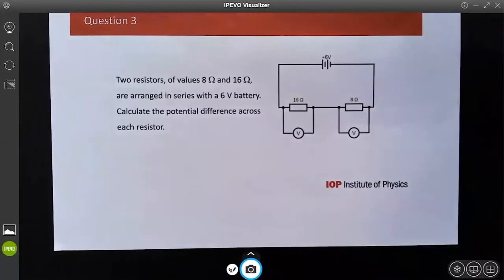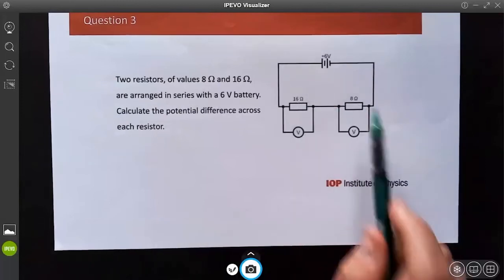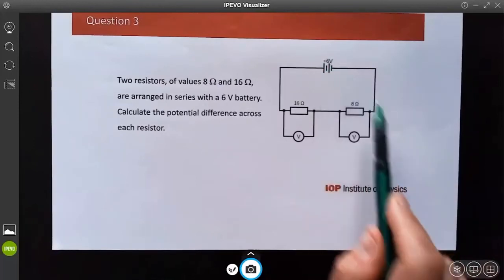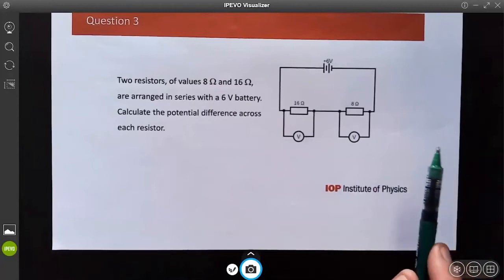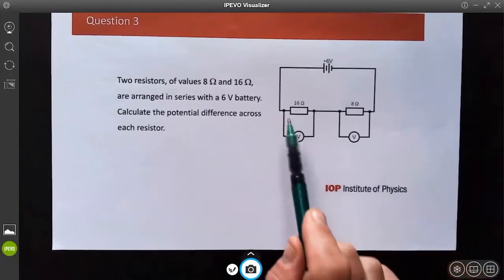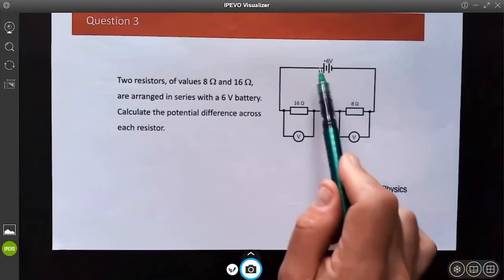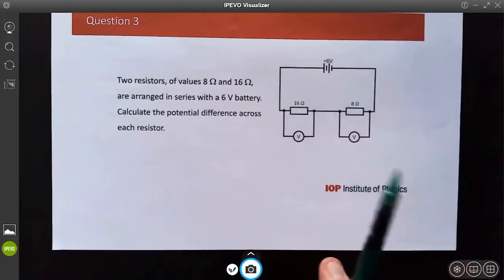Question 3 is a more challenging question. What we can see now is that we have two resistors in series, a 16 ohm resistor and an 8 ohm resistor. We have a potential difference of 6 volts across both of these resistors, and we're being asked to calculate the potential difference across each of these resistors. Now, the first thing to note is that the current at any point in this circuit will be the same, and so that's going to give us a handle on the problem.